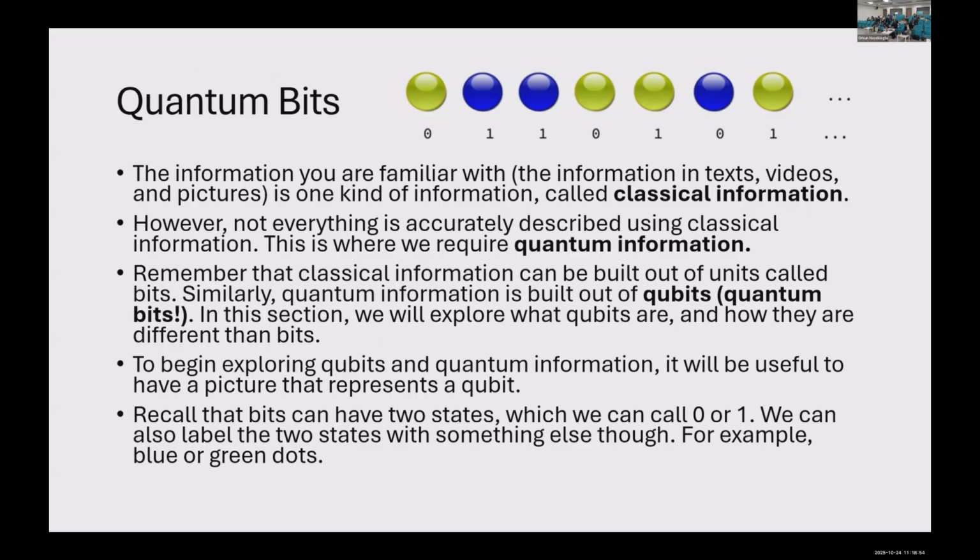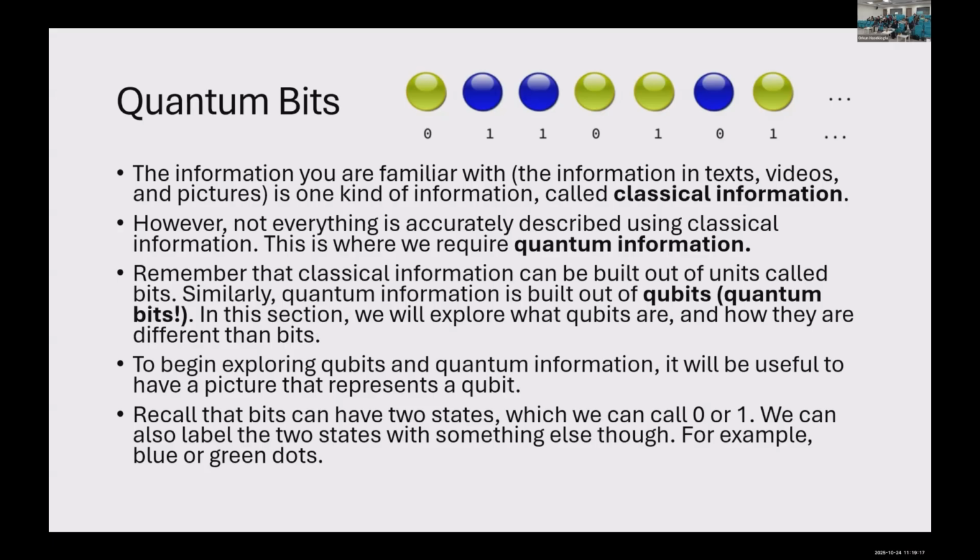Similarly, quantum information is built out of qubits, which are quantum bits. In short, qubits. In this section, we will explore what qubits are and how they are different than bits. To begin exploring qubits and quantum information, it will be useful to have a picture that represents a qubit.